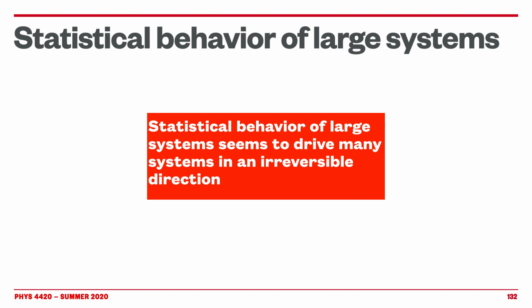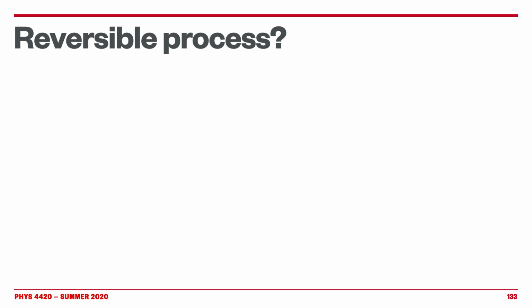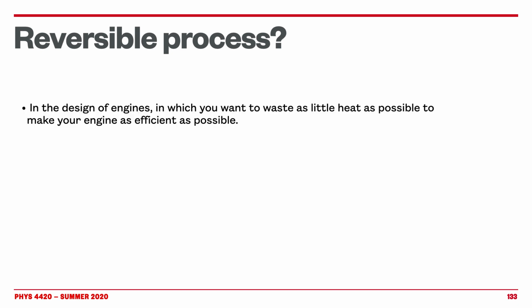Okay, let's move on. So let's talk about what a reversible process is. Reversible processes are very important, and people have been trying to understand them for a long time, especially in the design of engines. I always portray this as the people trying to develop the steam engine at the beginning of the railroads. You want to waste as little heat as possible.